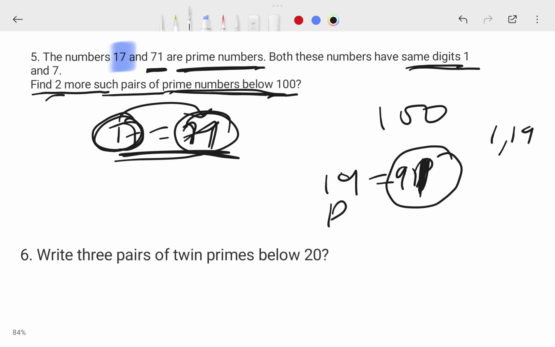Is 91 a prime number? No, 91 is not prime because it is divisible by 1, and also by 7 and by 91. So it has more than two factors. So this is not a prime.